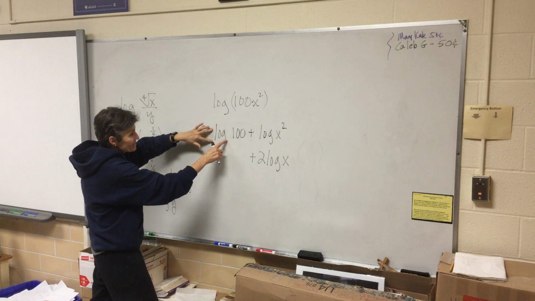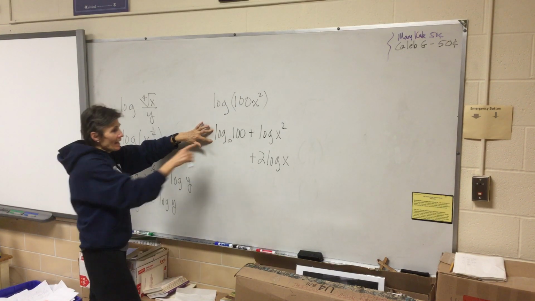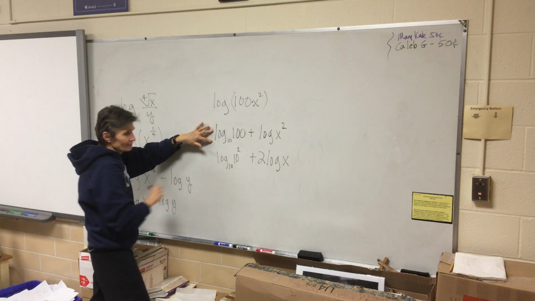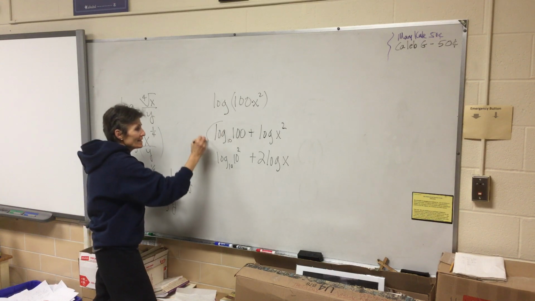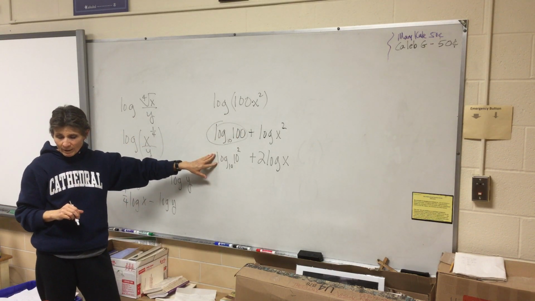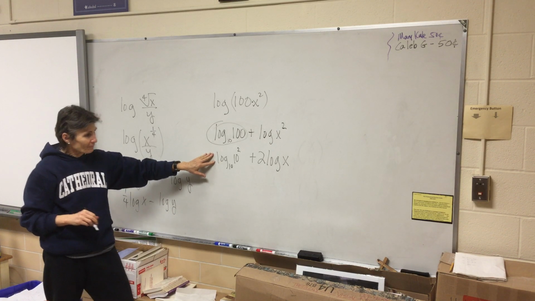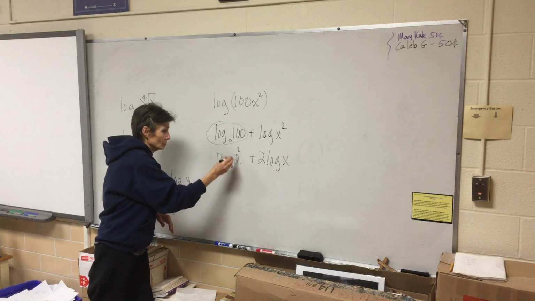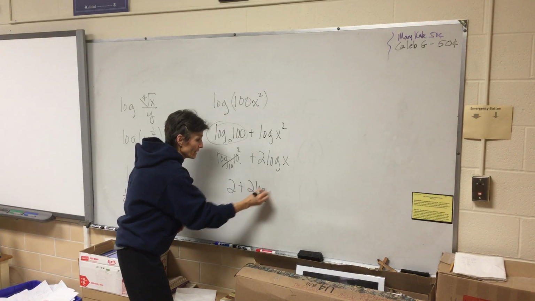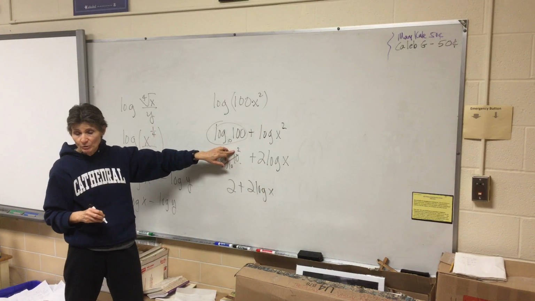Remember, the base on log is 10, and 100 is 10 squared. So what is the log of 100? That actually reduces. What am I going to replace that with? 2 log 10. No. Just a 2. Just 2, yeah. 2 plus 2 log x. The log base 10 of 10 squared is just 2.